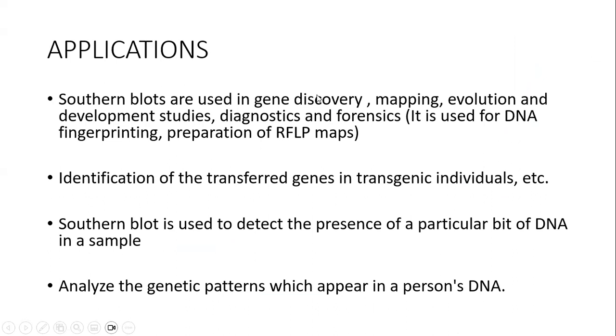Applications: southern blotting is used for various applications such as gene discovery, mapping, evolution and developmental studies, diagnostics, and forensics. It can be used for identification of a transferred gene in transgenic individuals. Southern blotting is used to detect specific DNA fragments, and it can also be used for analysis of genetic patterns that appear in a person's DNA.